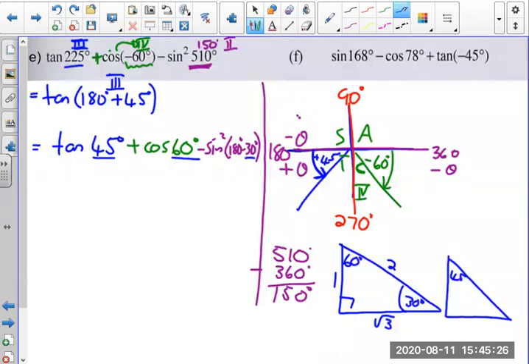The 45 and the 45 will be there. And then those two sides are equal because these two angles are equal. And then this hypotenuse will be square root of 2.